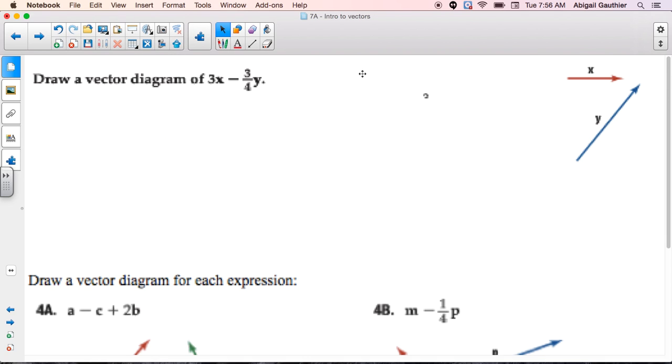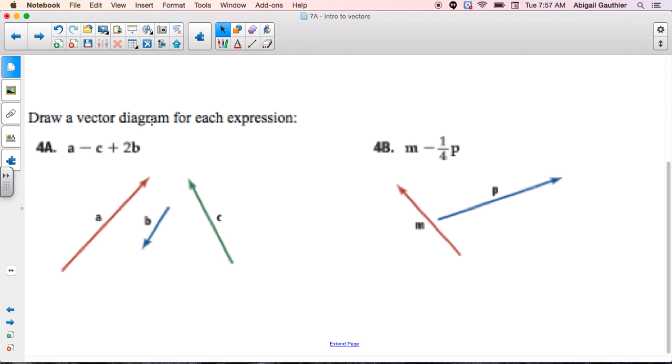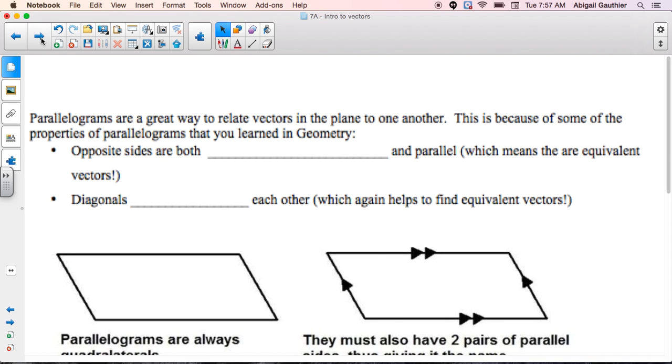All right, so if you can go ahead and try to do this, 3x minus 3/4 of y, that's doing exactly what you would think. And then the ones below it, try and fill those in, and we will check those when we go over these.